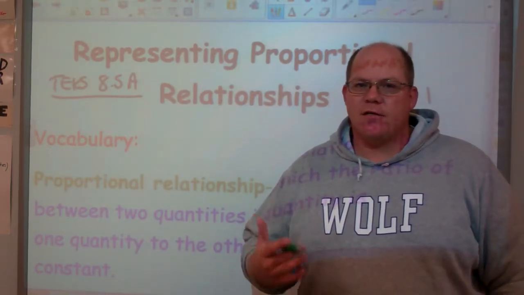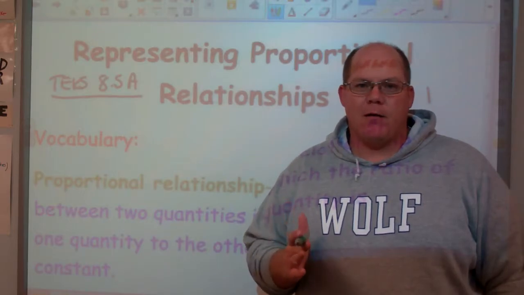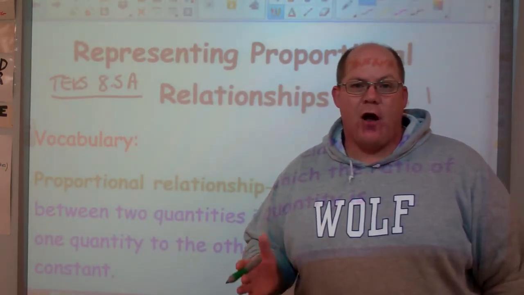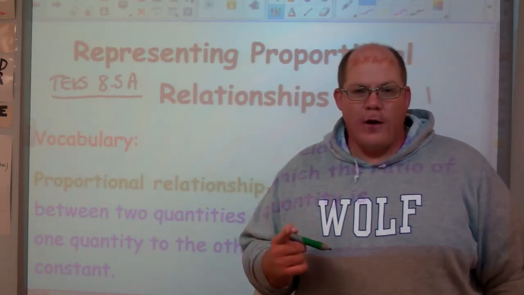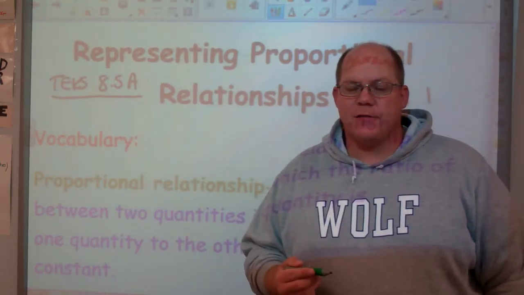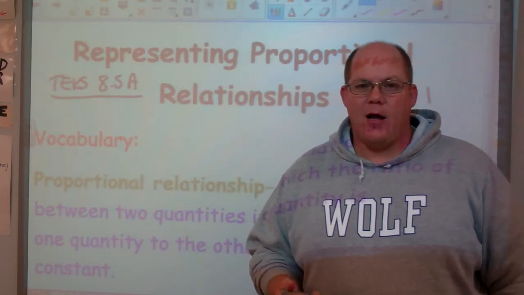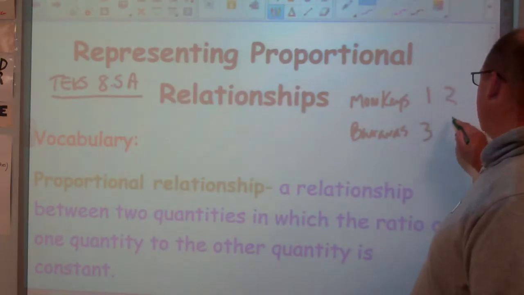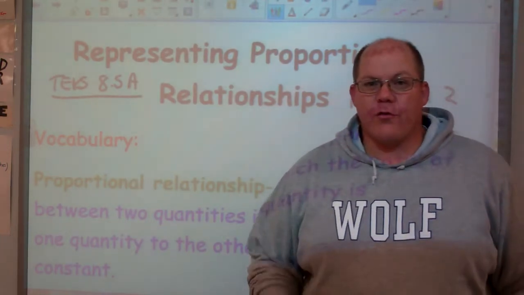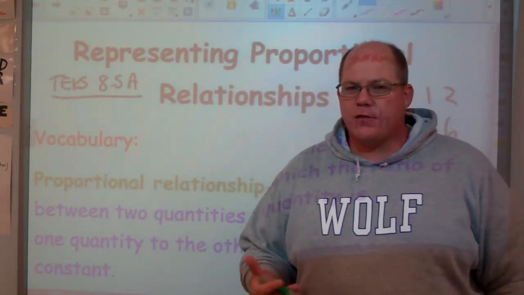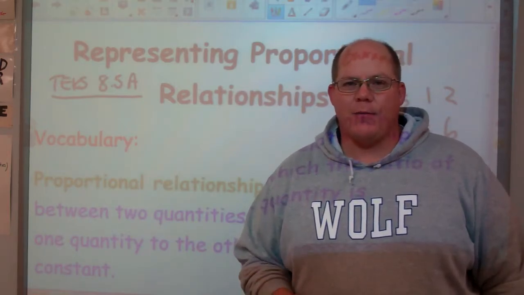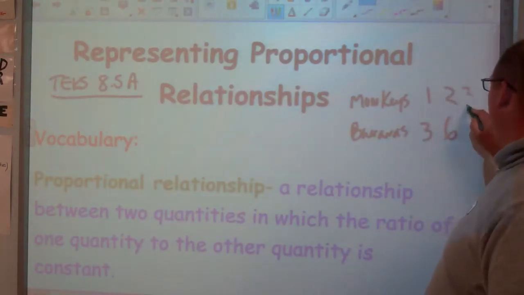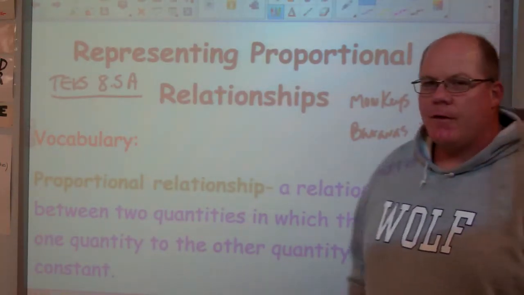If we have a constant rate of change, if the amount of monkeys goes up by 1, the amount of bananas has a constant change. So if one monkey can eat 3 bananas, that means 2 monkeys could eat how many bananas? Right, 6. Which means 3 monkeys, if we have a constant rate of change, could eat how many bananas? Very good, 9.